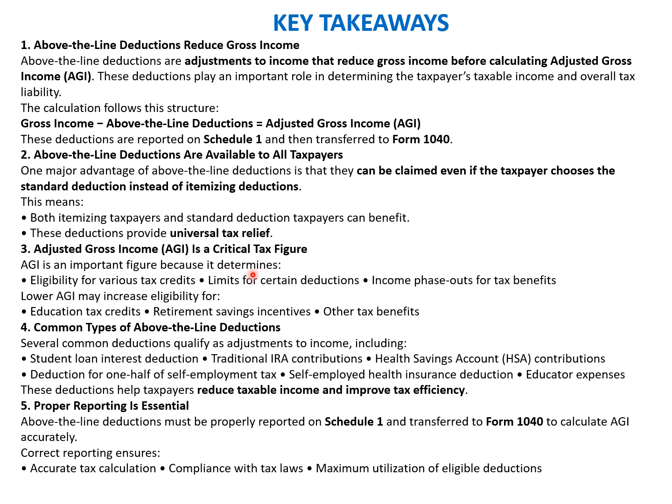AGI is a critical tax figure because a lot of the benefits and tax credits are calculated on it, and AGI phase-out is one of the important criteria. And proper reporting of this is essential to make sure that the information is reported properly in the forms. So with this, we come to the end of the chapter. We'll move to the final closing slide and see what we are going to discuss in the upcoming chapter.